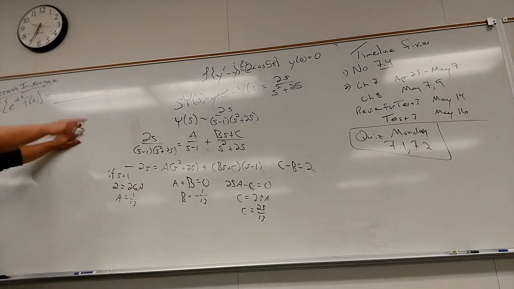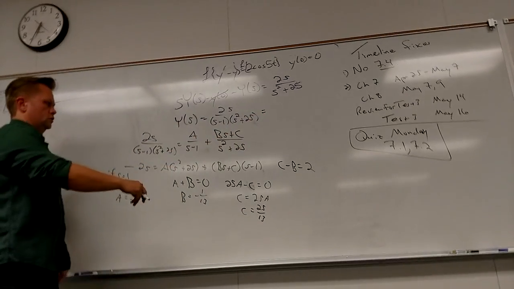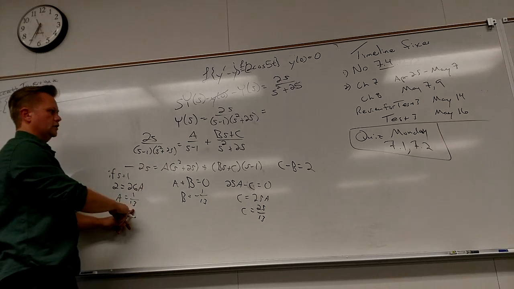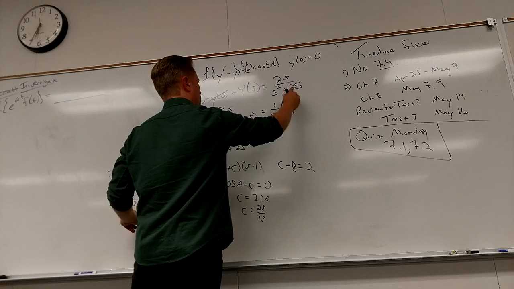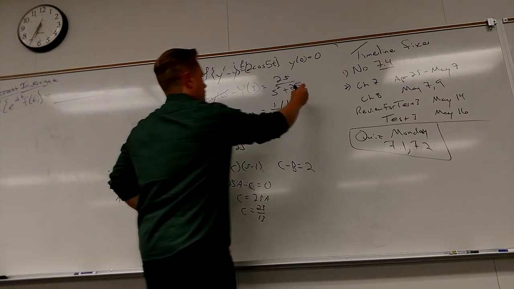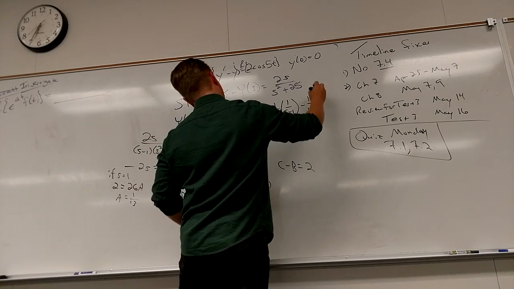So what did we figure out here? A is 1/13, so 1/13, 1 over S minus 1. B is negative 1/13. So we got minus 1/13.